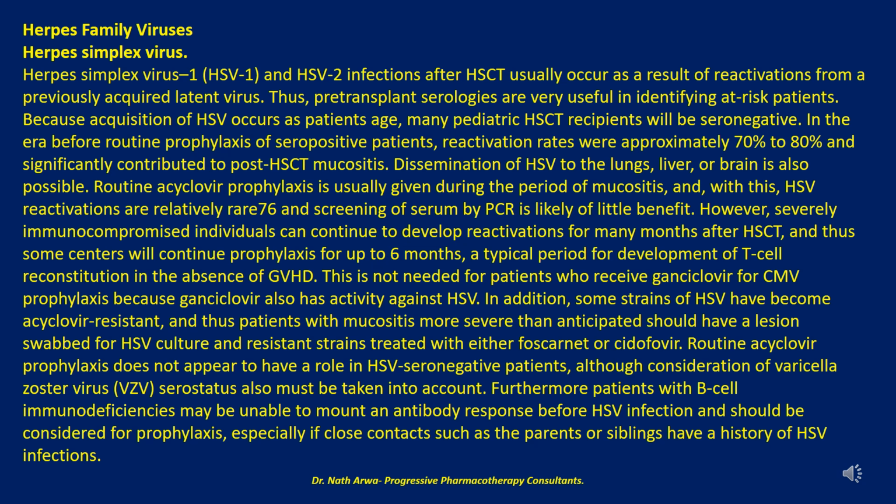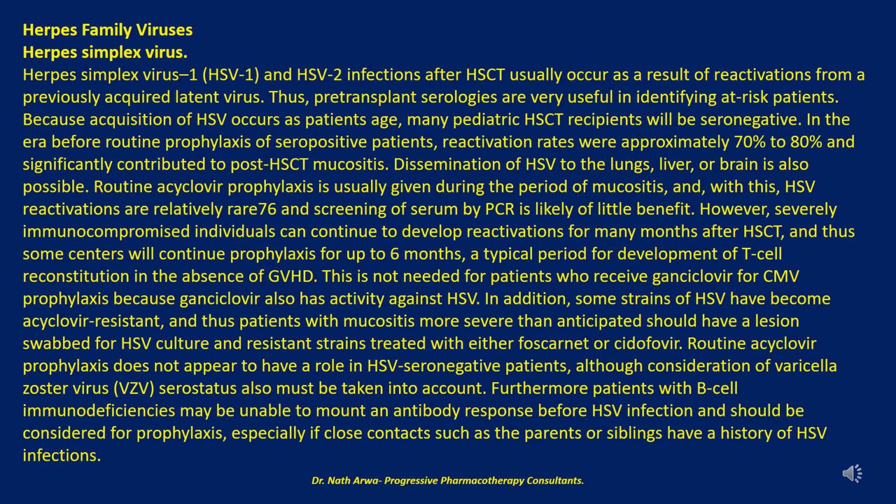Dissemination of HSV to the lungs, liver, or brain is also possible. Routine acyclovir prophylaxis is usually given during the period of mucositis, and, with this, HSV reactivations are relatively rare and screening of serum by PCR is likely of little benefit.